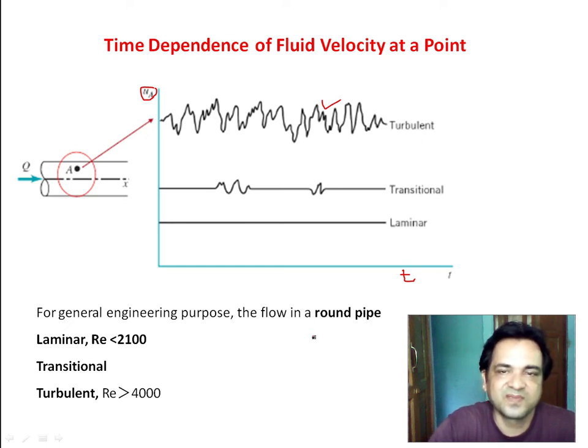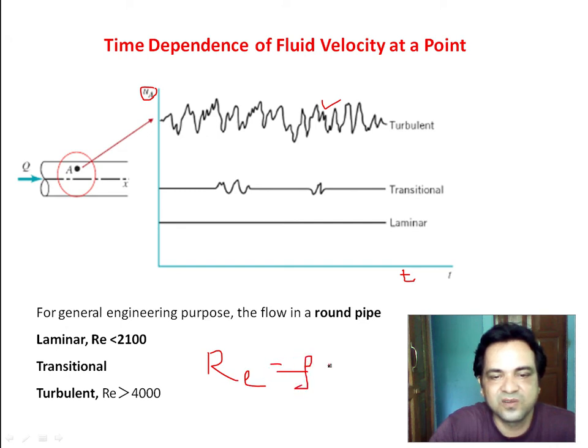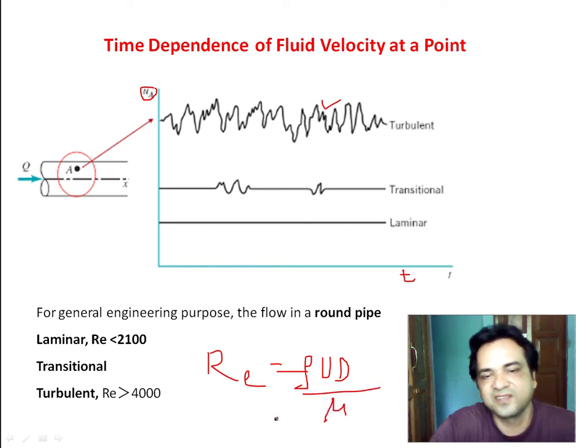So generally, in solving a fluid mechanics problem, how to classify the flow as laminar or turbulent? Reynolds concluded from his experiments that he defined a number, the Reynolds number, which is rho, density, times average velocity times d, the diameter of the pipe, divided by mu, that is the dynamic viscosity. It is a non-dimensional number, the Reynolds number.